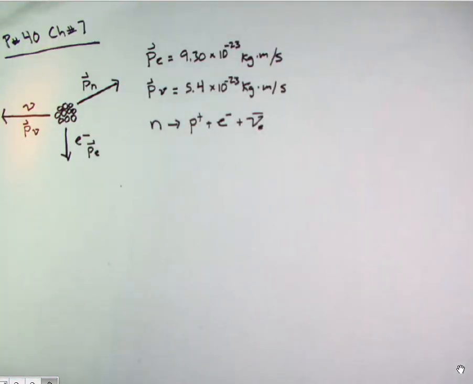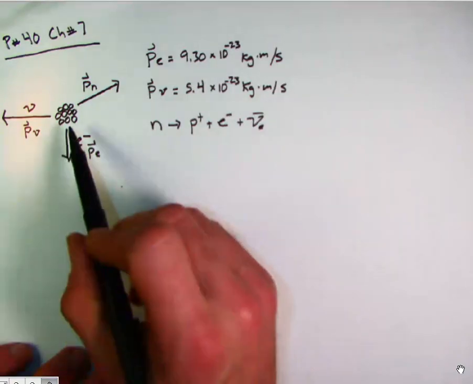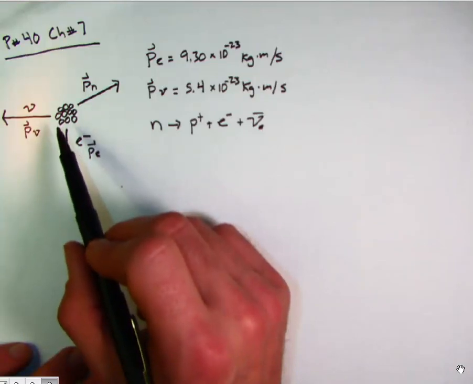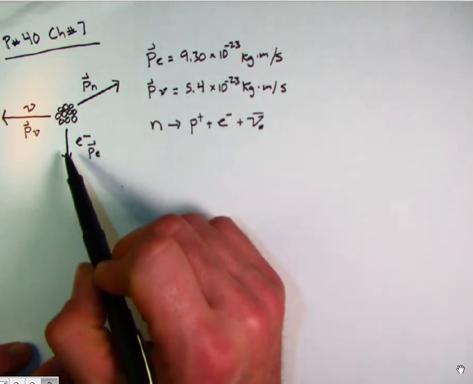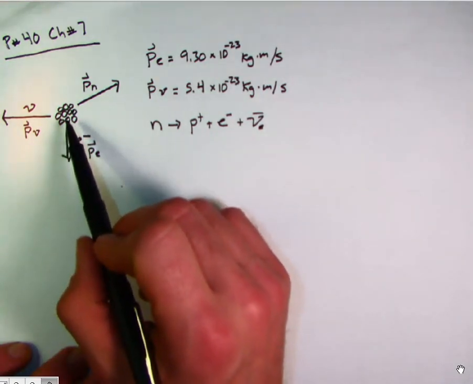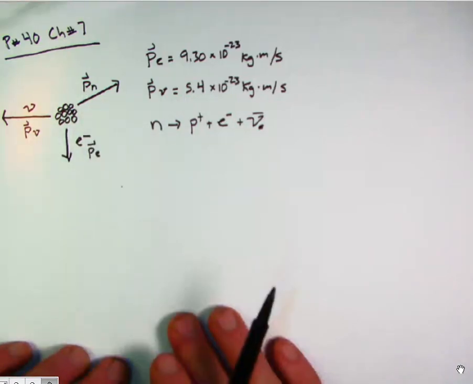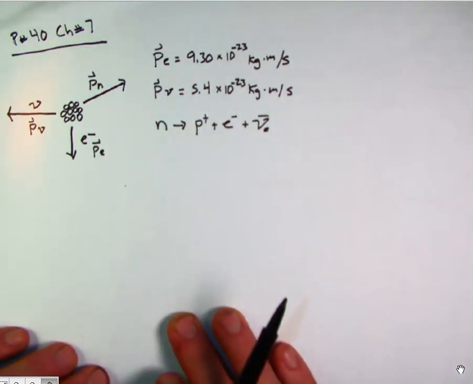Okay, so the question in this problem is, what is the magnitude and direction of the recoiling nucleus? So I've got this nucleus, and the nucleus will have lost a little bit of mass and energy because of the decay, but the neutrino fires out that way and the electron fires out this way. What's the momentum of the recoiling nucleus, and at what angle would it recoil?